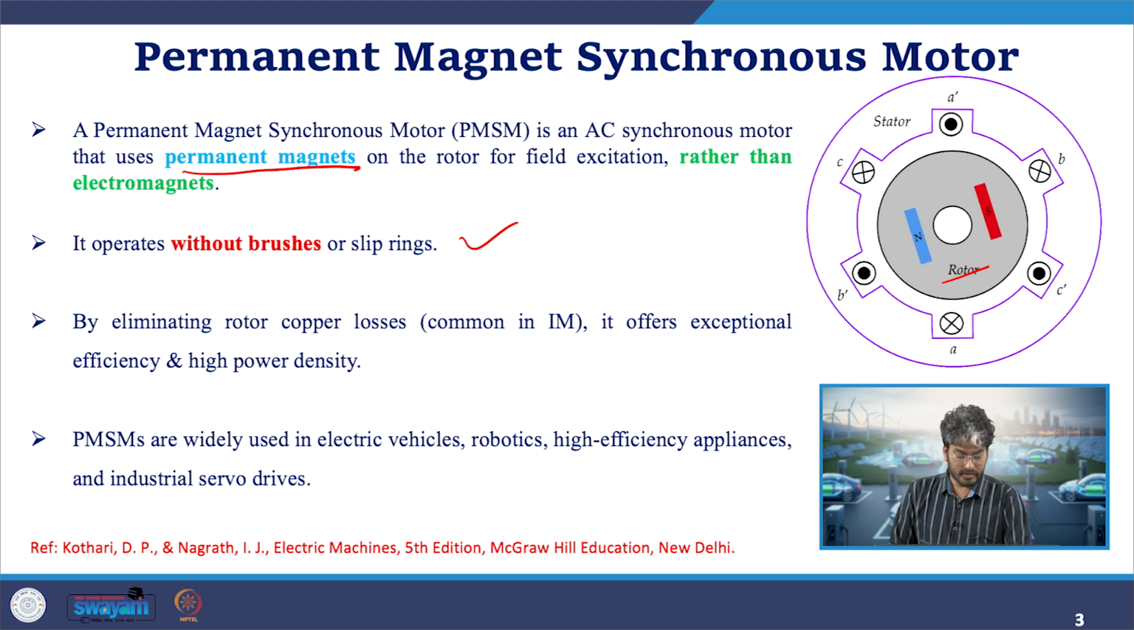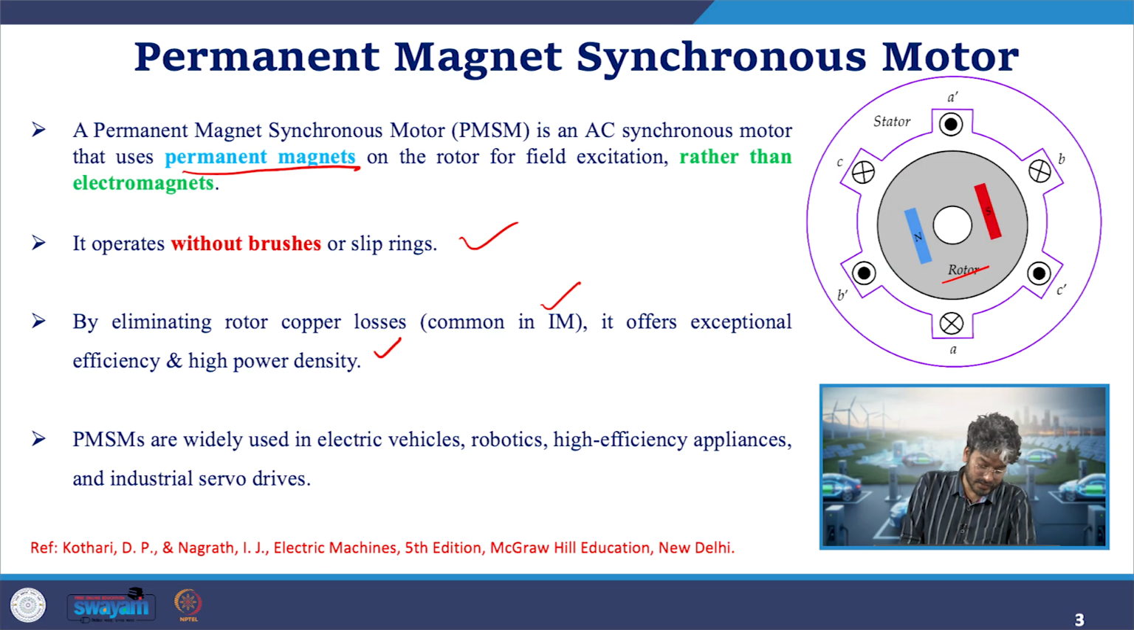And with the laminated rotor core, it offers exceptional efficiency and high power density. It does not require any type of rotor copper inside the structure, so the losses are also eliminated. Because of that, it will have higher efficiency and power density. So what is the importance of this power density? The size of the motor will be very small compared to the other options, because it will be much more compact, because the rotor does not require any external supply. So I can pack it in a very small size, which is more important for our electric vehicle applications.